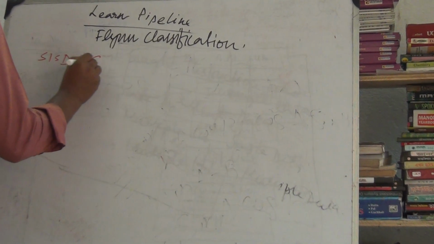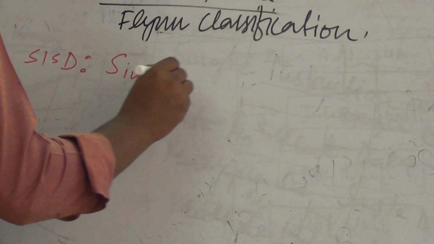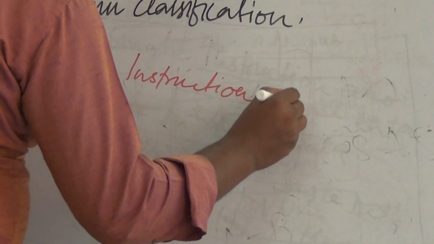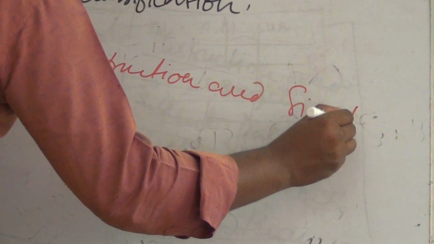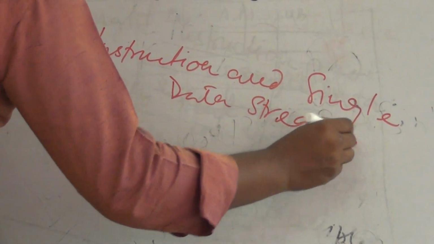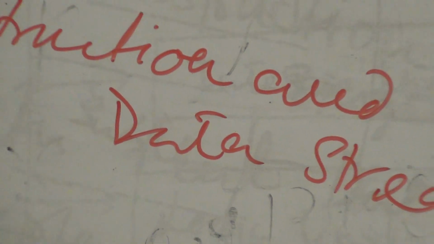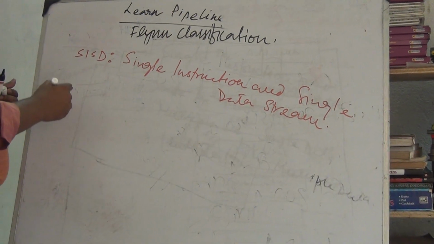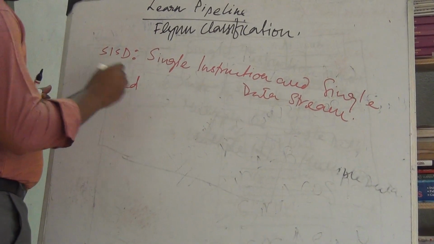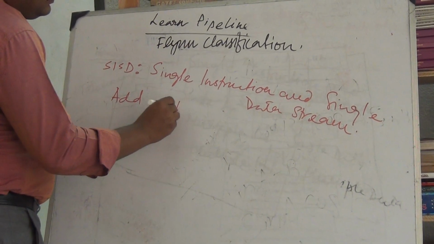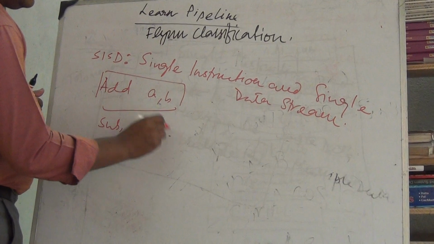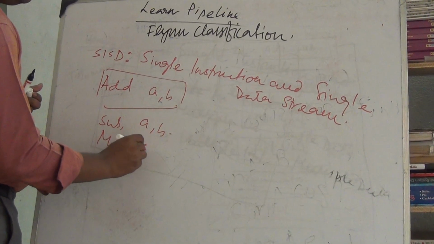SISD, that is single instruction and single data stream. Okay, so now tell me, if it is a single instruction, the instruction should be single. So if I add, to add I have to use A and B, so it is not single. If I do subtract, it is not single. If I do multiply, it is not single.